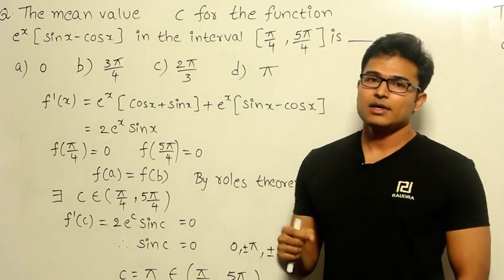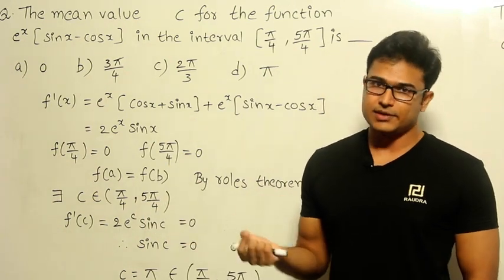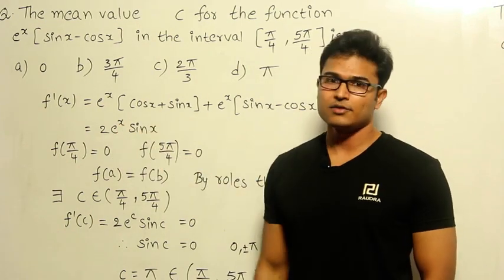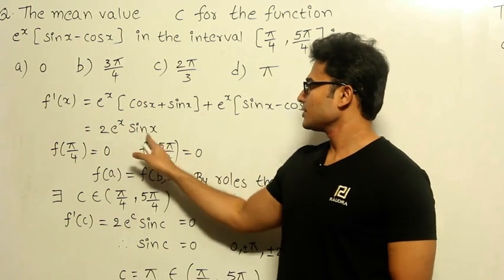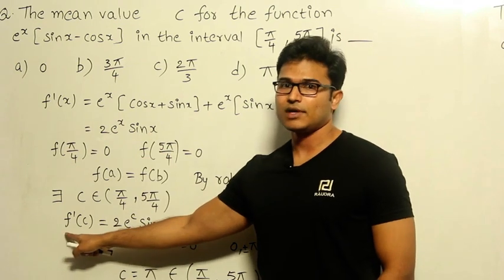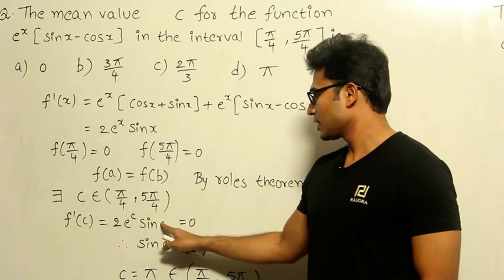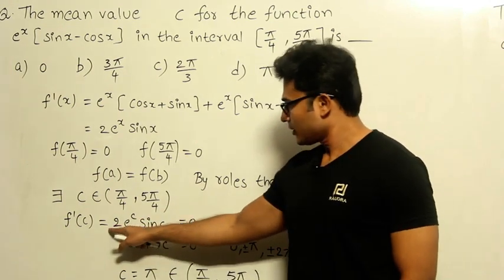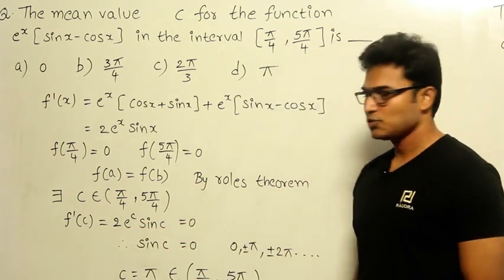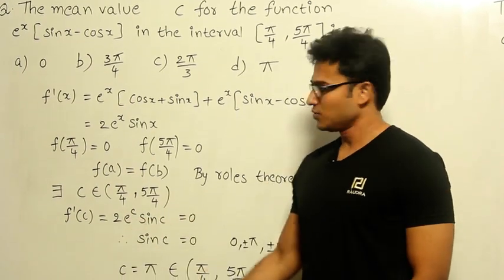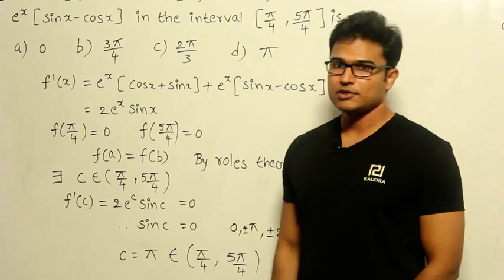Now let us assume that the mean value is c. Now at the point c, which means if I substitute in place of x the value c, then we should get this one as 0. That is what we are trying to do. f dash of c is equal to 2 e power c into sin c equal to 0. Now if this entire term has to be 0, definitely e power c cannot be 0 or 2 cannot be 0. So the only thing is sin c has to be 0.